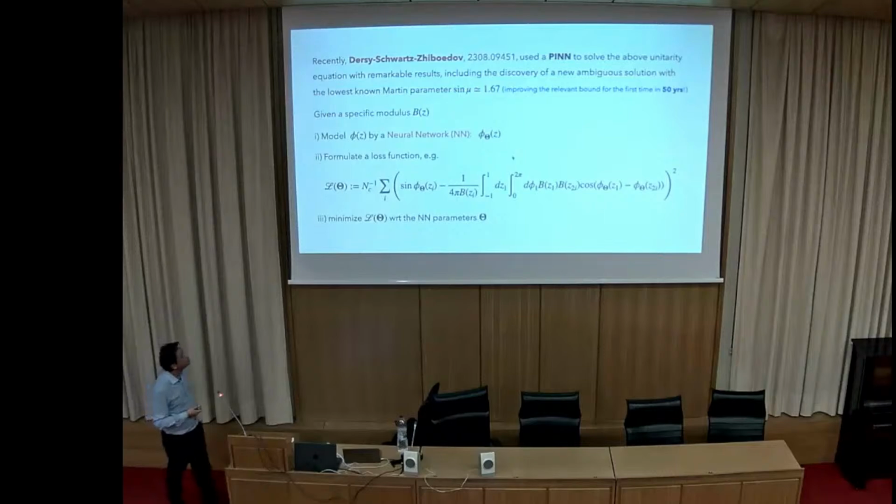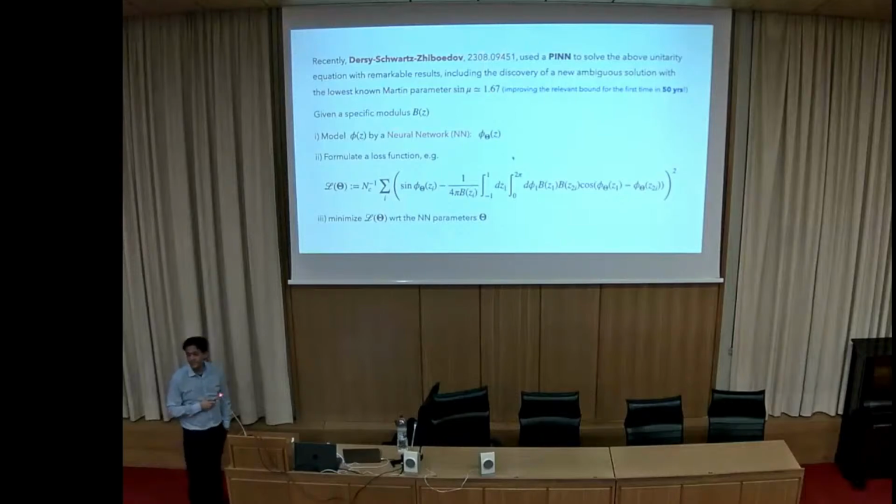So these people used a PINN to solve the above unitarity equation with remarkable results, including the discovery of a new ambiguous solution with the lowest known Martin parameter, around 1.67, which was essentially the new world record after 50 years. Because people were looking for the ambiguous solutions with the lowest possible sine mu. And there were some results, so this was basically the new world record.